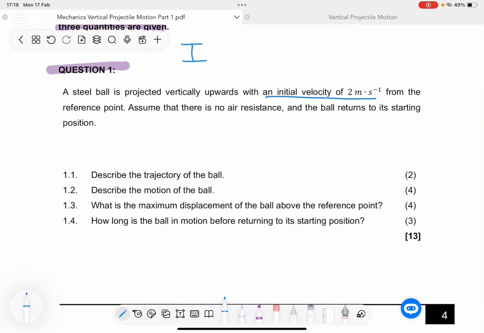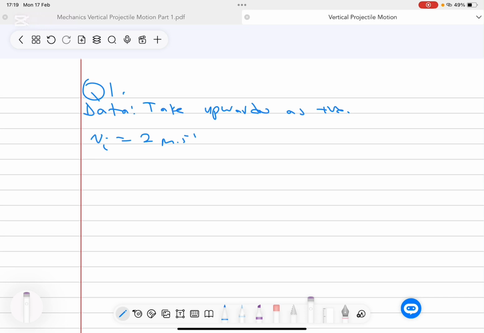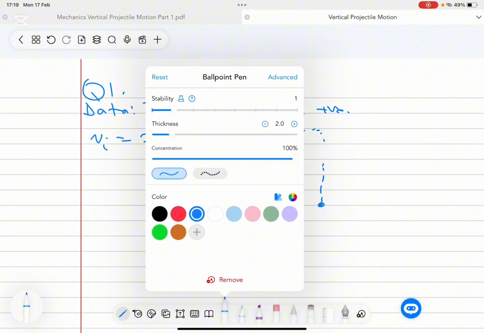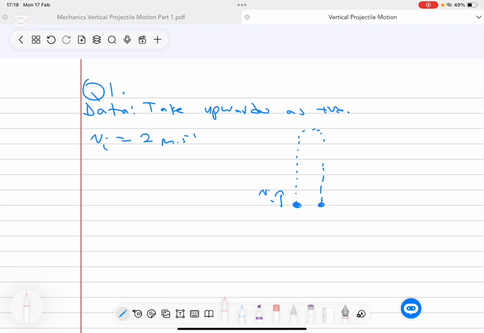But now they say they throw this from the reference point. So sometimes, as we do our interpretation, it's important to draw diagrams. So we have this ball here. It moves with this initial velocity. Now the trajectory that will be formed here would be such that the ball will go up, reach a maximum height here, and come down to where it started. Now the whole idea of the reference point here is that at this point, where the ball started, we say is the reference point.